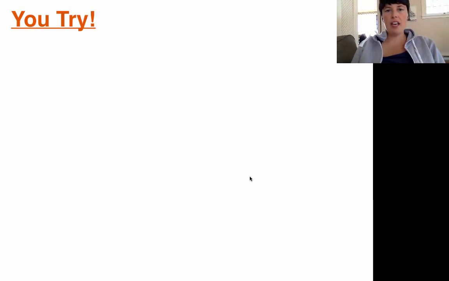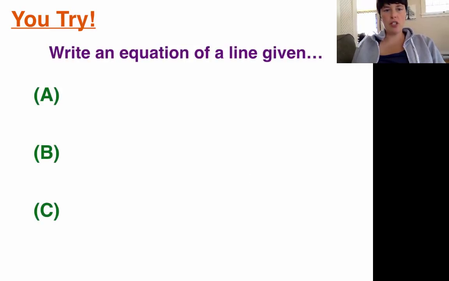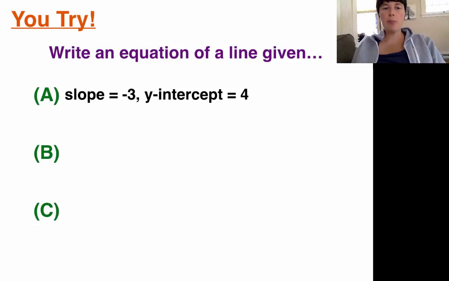Okay, guys, so it is your turn to try. For your you try, I'm going to give you 3 questions, A, B, C, and your job is to write an equation of a line passing through or with the given values. So here's part A. Write an equation of a line with a slope of negative 3 and a y-intercept of 4. Pause the video and go ahead and try that.